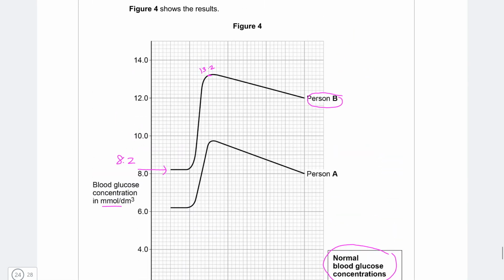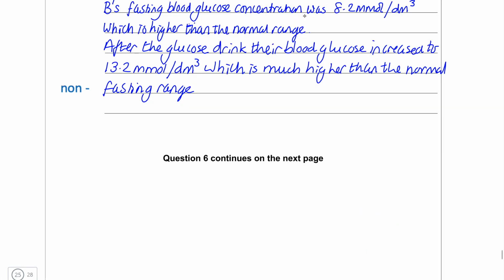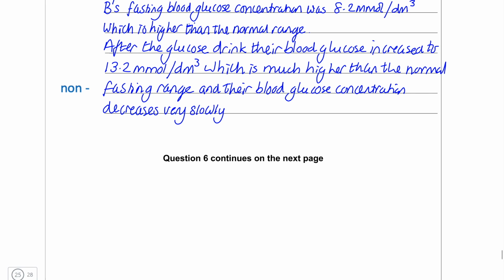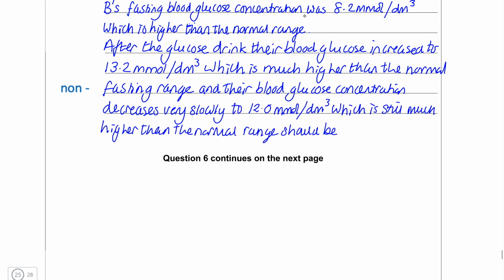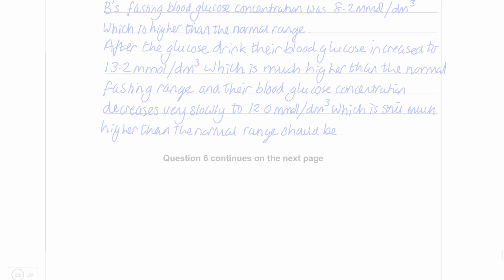And their blood glucose decreases very slowly to 12 millimoles per decimeter cubed, which is much higher than a normal range should be. So even after 3 hours, it doesn't even return back to their starting glucose concentration.